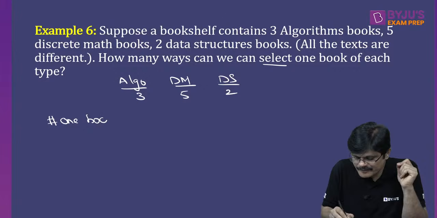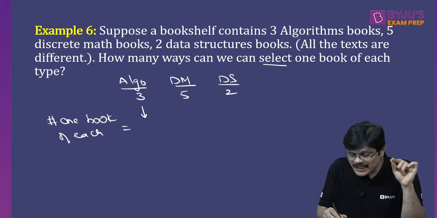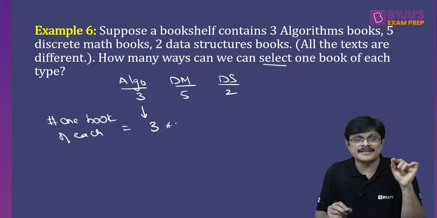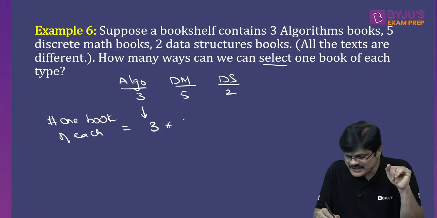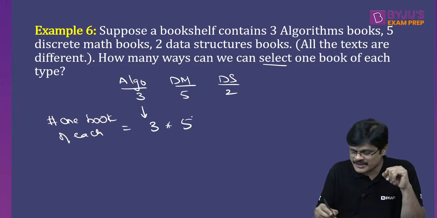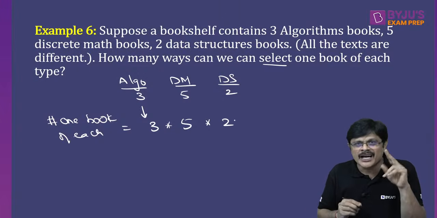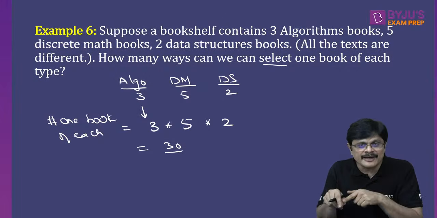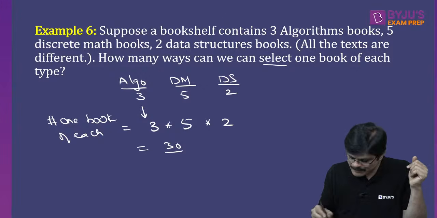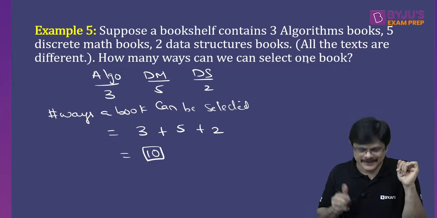One book of each. So we have to select an algorithm book. How many ways you can select an algorithm book? 3 ways. For each of these 3 ways, how many ways you can select discrete mathematics book? Because there are 5 choices, there are 5 ways you can select discrete mathematics books. And for each of these 15 ways, how many ways you can select data structures book? 2 ways. Because there are 2 data structures books. So the answer would be 30, my dear friends. See, for this question, example 6, it is 30, but example 5 it is 10, my dear friends. So read the question carefully.